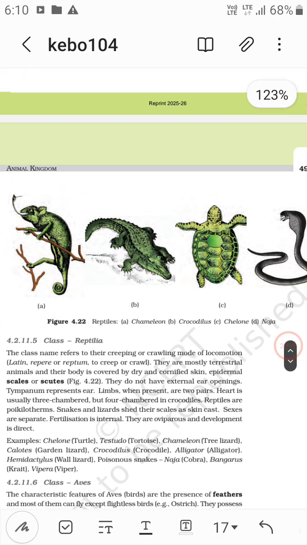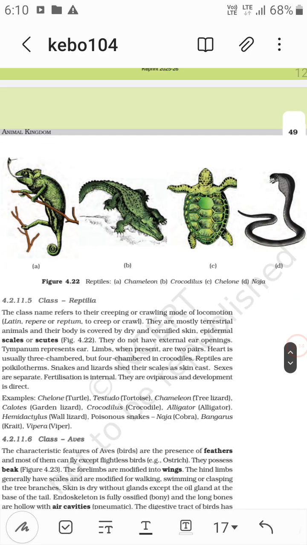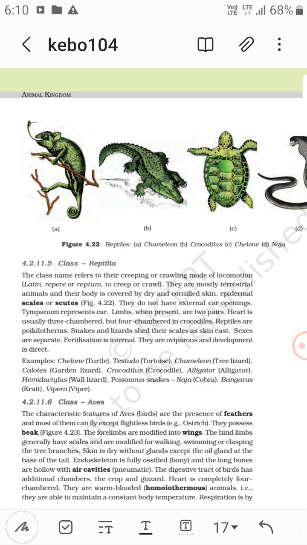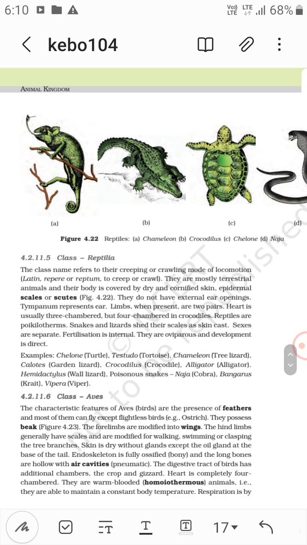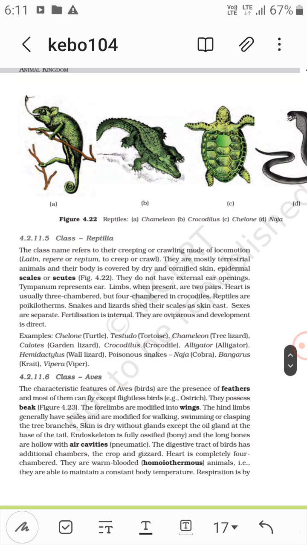Reptiles show Chameleon, Crocodilus, Chelone, turtle, and Naja. Reptilia are mostly terrestrial animals and their body is covered by dry and cornified skin, epidermal scutes and scales. Heart is usually 3-chambered but 4-chambered in crocodiles. The reptiles are poikilotherms. Snakes and lizards shed their scales as skin cast.